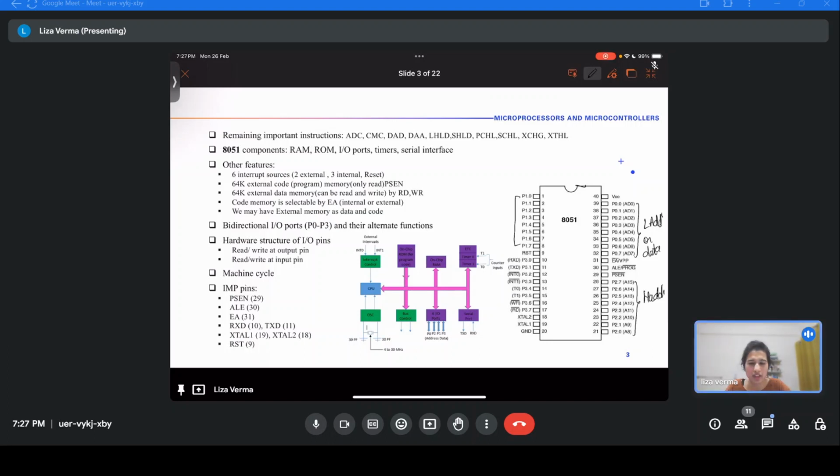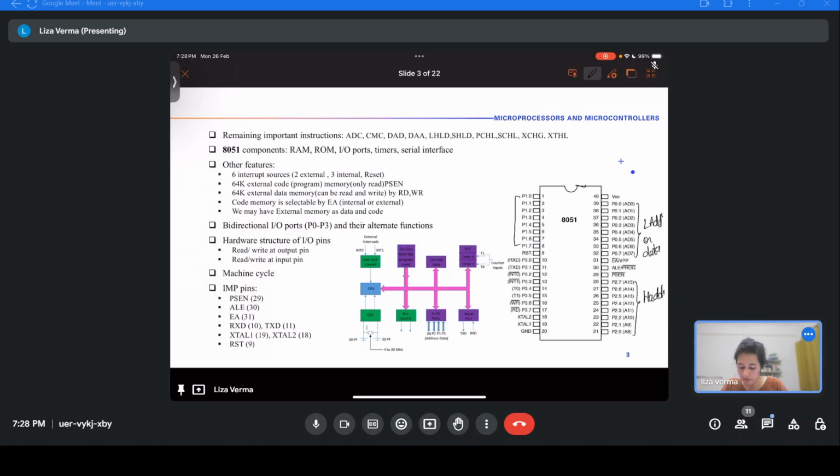Yes, or the other way to say it is that it can be used to choose whether the internal ROM of 8051 is going to be used or not. So if EA bar is low, then it accesses the external memory. If it is high, then it accesses internal memory. So if it is low, it's going to discard the internal ROM and access the external ROM, right?